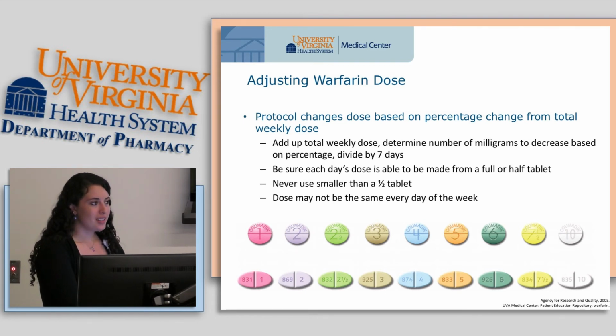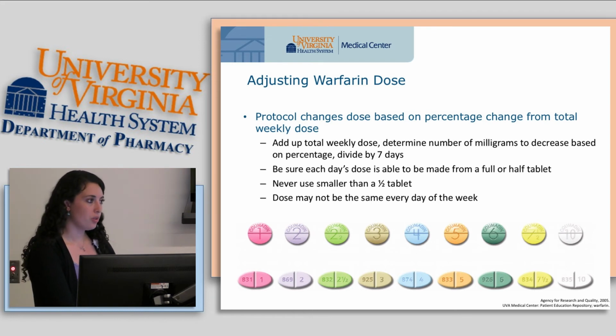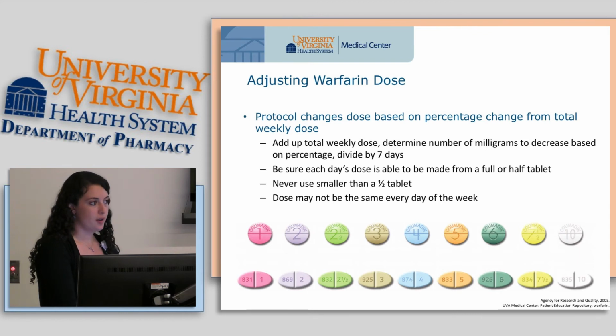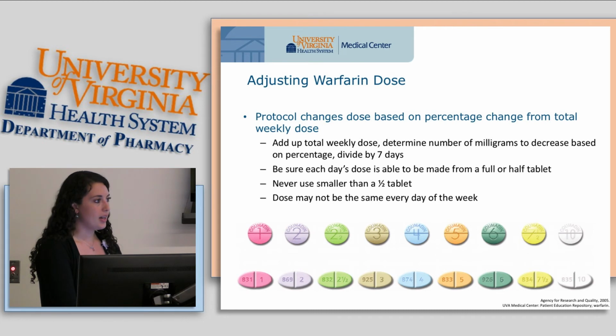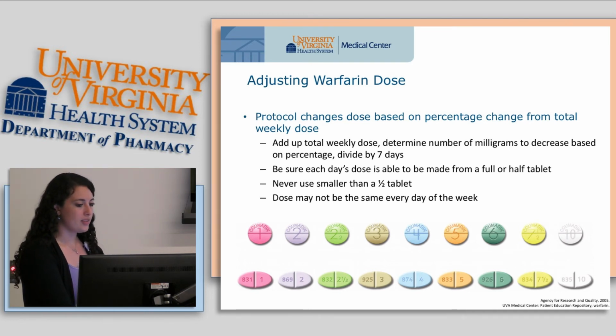And so usually, depending on the INR, we would change the dose based on a percentage of their total weekly dose. So we would add up the milligrams they're taking throughout the whole week. And this can be important because a lot of patients aren't taking just 5 milligrams every day. Some patients may be taking 5 milligrams and 2.5 alternating. And so we look at their total weekly dose, and then we can multiply it by the percentage that we want to change it by, and then either add or subtract that depending on if we're increasing or decreasing their dose. And then we can divide that back out by 7 days.